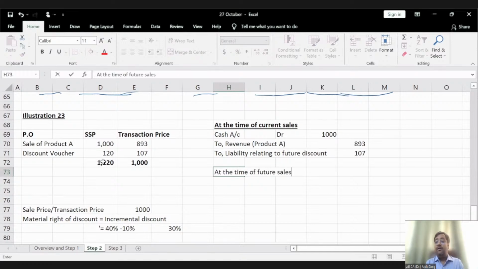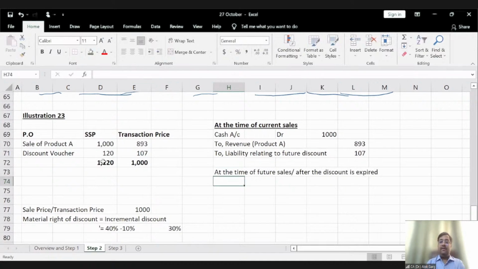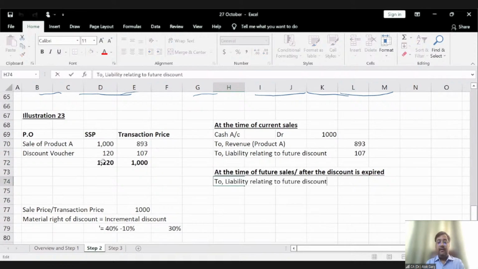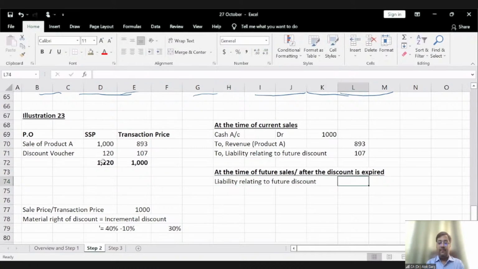If this customer does not come in future, then after the discount has expired, right? If the customer does not come within 30 days, the discount will expire. In this case, what will the accounting entry be? Liability relating to future discount debit. Credit revenue, by how much amount? 107.